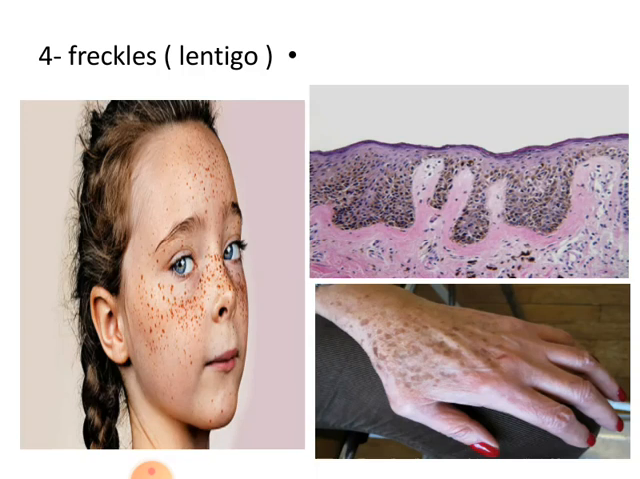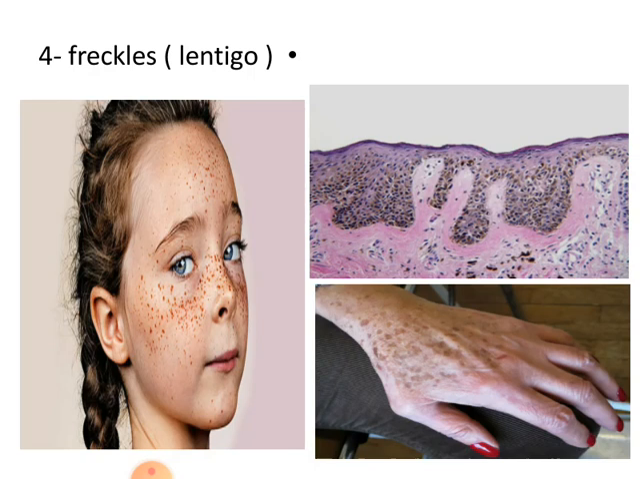The fourth type is the freckles, in Arabic النمش. Freckles or lentigo. Lentigo is a common presentation in the blonde population, especially red hair population.